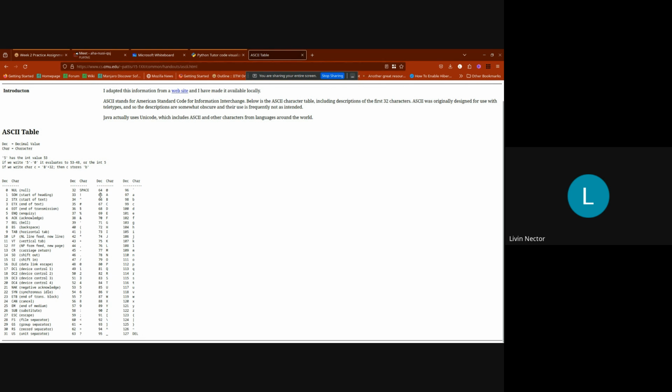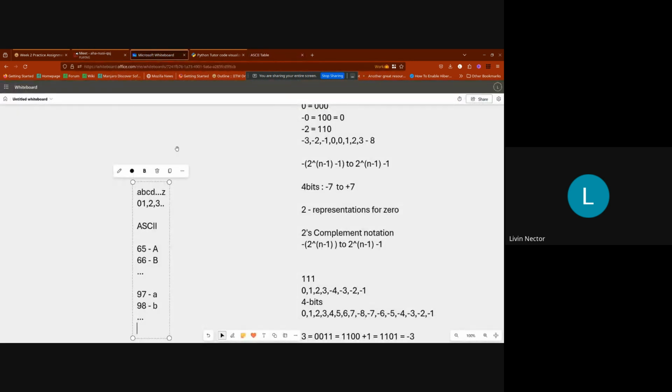And you may think why 65 is A and 97 is a. These numbers may look like kind of weird numbers. Why did they keep A in the beginning and so on, right? So there is an idea behind it, why it is kept in this way. Let me show.